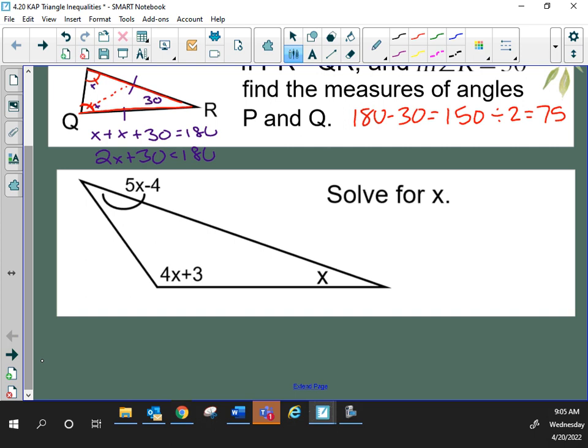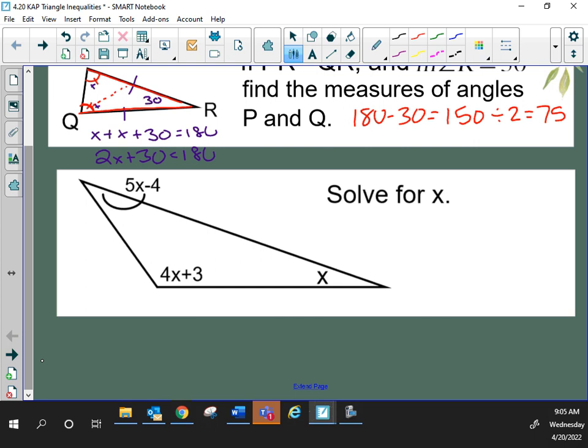Second one. What do we think? Did you get an answer, Saki? I got an answer. Okay, walk me through it. Yeah, so for X, there's X in each expression. That means X equals the same amount.